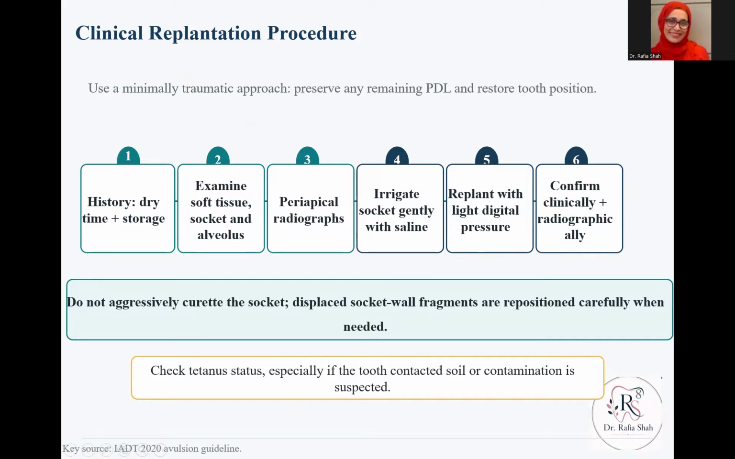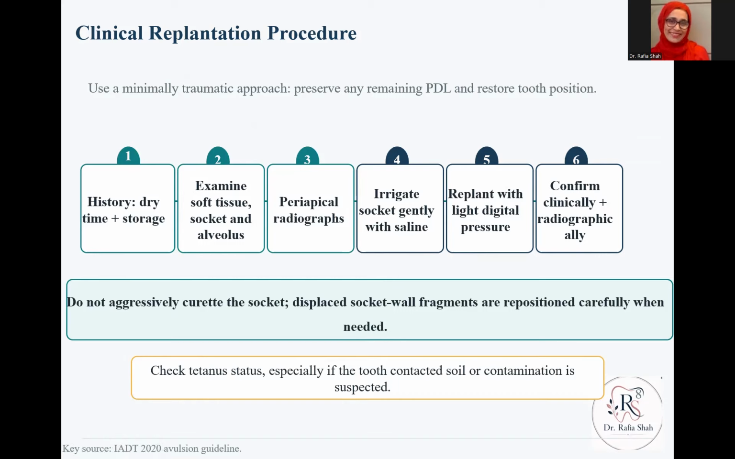So first of all, in the sequence, we took the history. We need to see in what storage media the tooth was brought to you and what storage media we have available. After that, we do the soft tissue examination. We go for the socket evaluation. We need to see the status of the alveolus. Is the alveolus intact, or is it suffering from any traumatic injury along with the tooth?